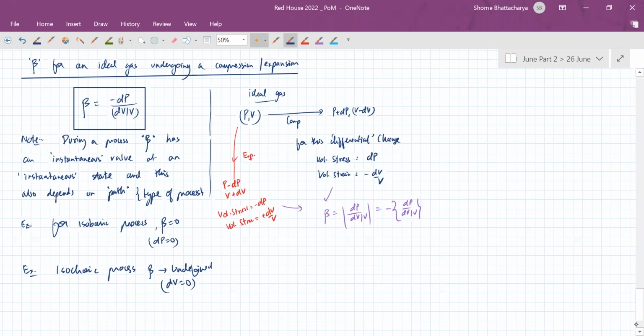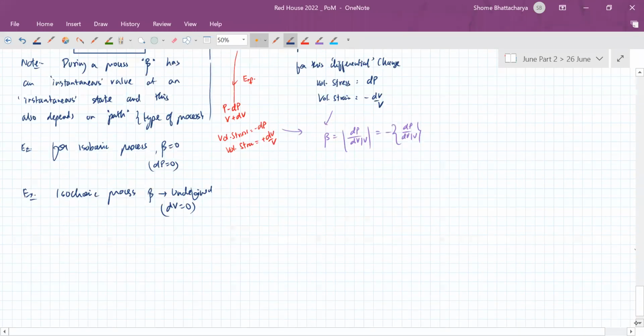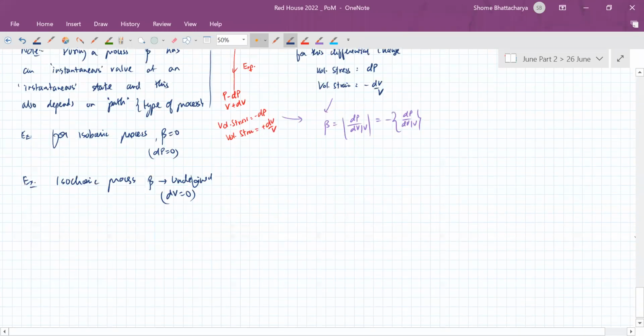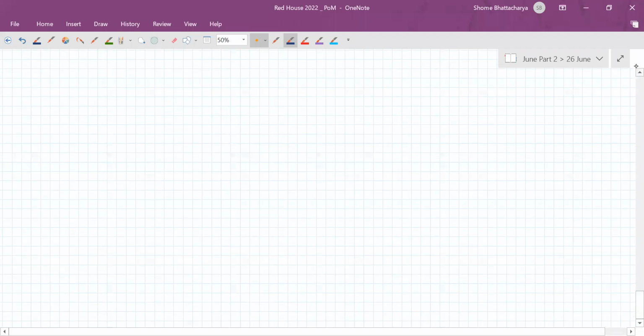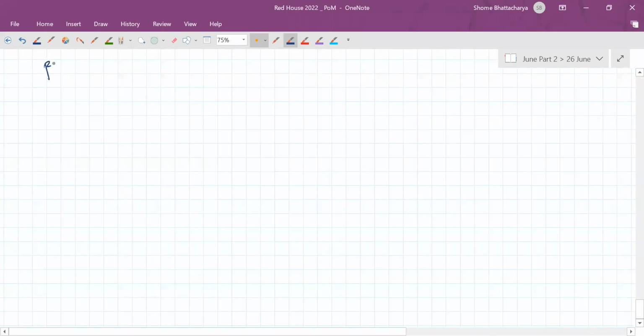Okay, so now based on this, we develop a general formula for polytropic processes, which, as you know, is a family of processes. So it covers all the standard processes also. So bulk modulus for a general polytropic process.